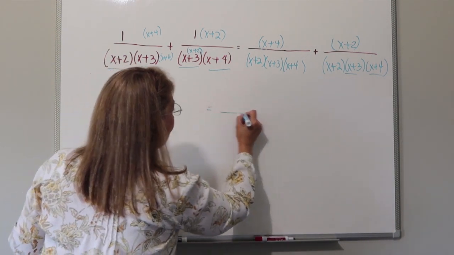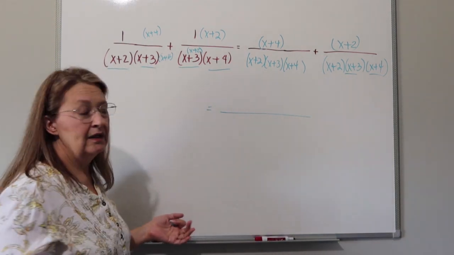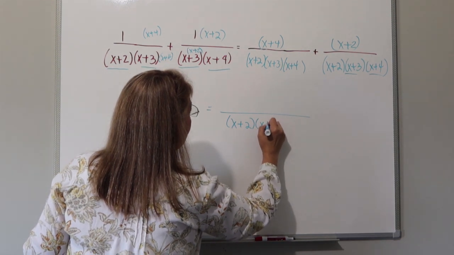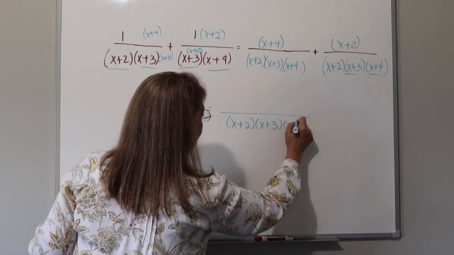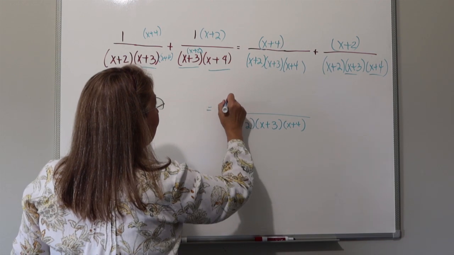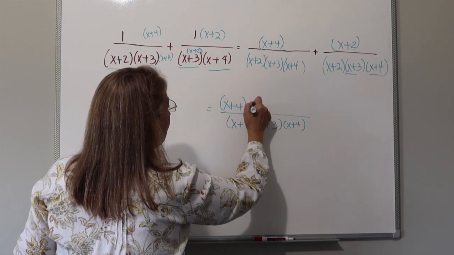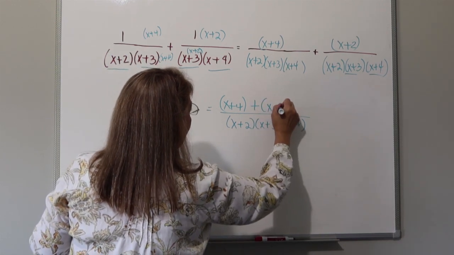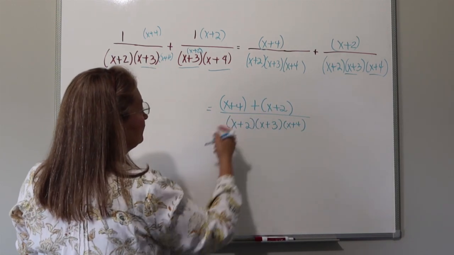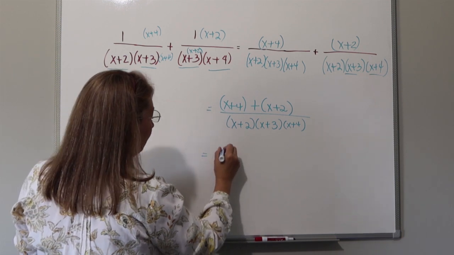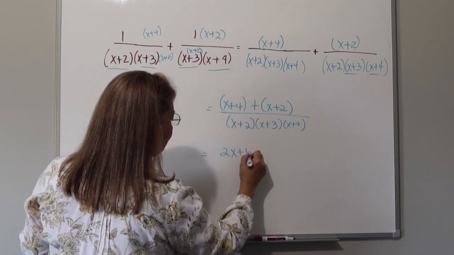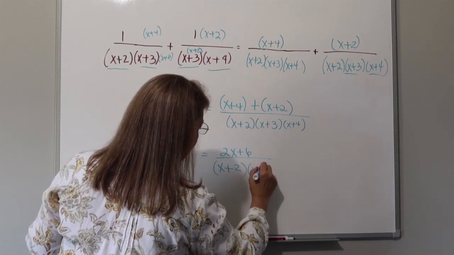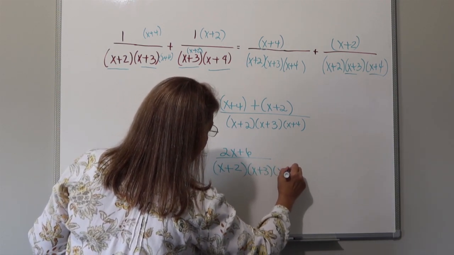Now, you're ready to simplify. Your denominator is now common, so you can just put all this over one denominator, and then we're going to add x plus 4 plus, it's whatever this sign is, don't multiply them, x plus 2. What is x plus 4 plus x plus 2? Well, that is 2x plus 6 all over x plus 2 times x plus 3 times x plus 4.